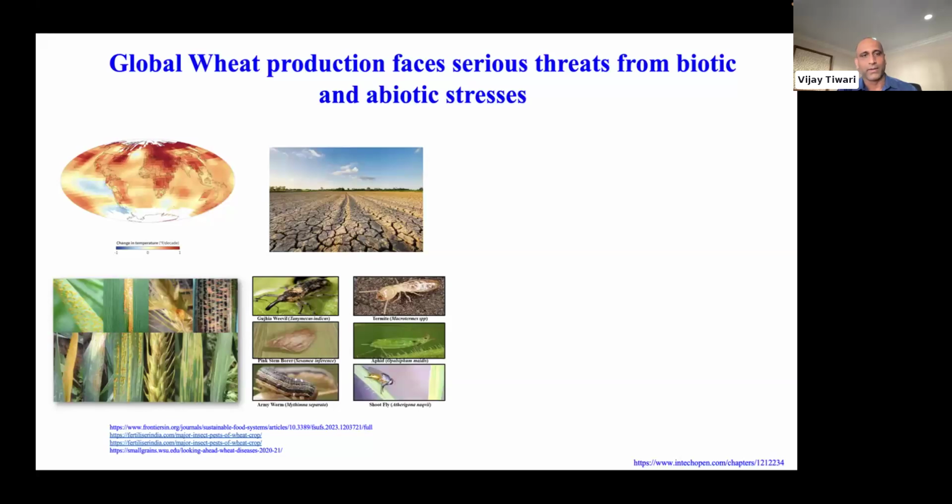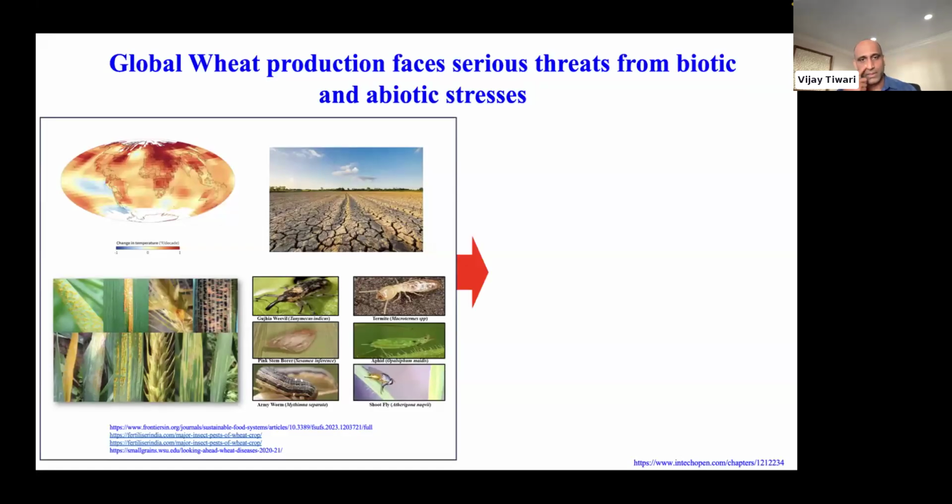We are looking at, on the top panel, how the heat is increasing across our planet, and then incidences of drought and flood keep increasing, and these are changing the global pattern, basically making a more conducive environment for pests and diseases. So wheat has to keep pace not only with all these changing parameters and diseases, but also with reducing agricultural land.